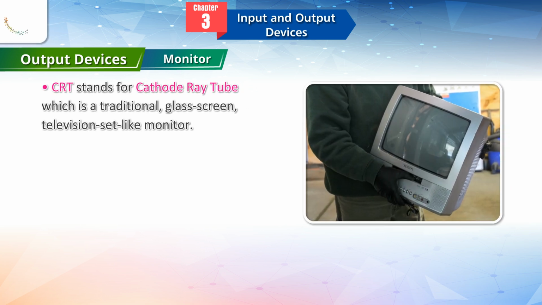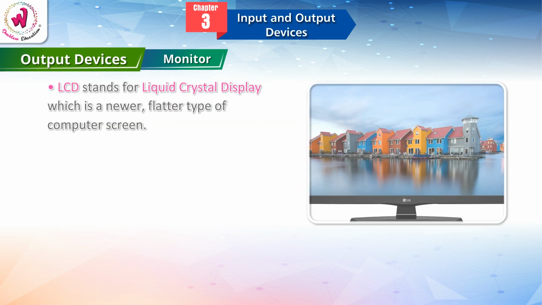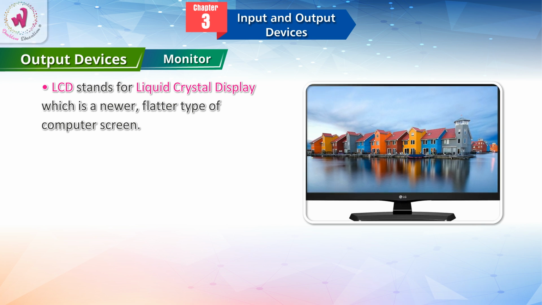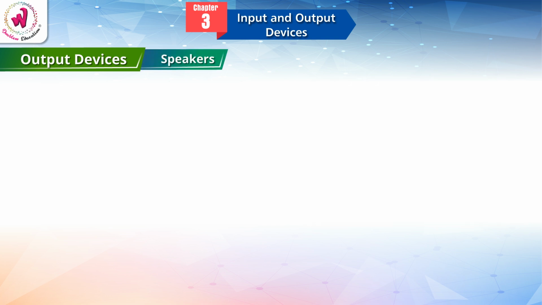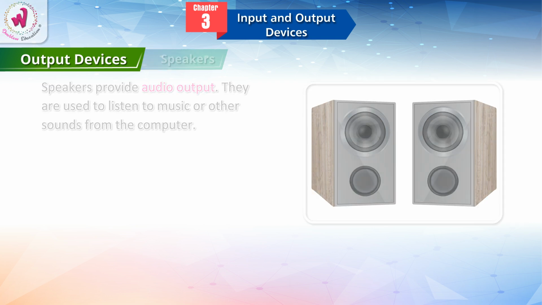CRT stands for cathode ray tube, which is a traditional glass screen television set like monitor. LCD stands for liquid crystal display, which is a newer, flatter type of computer screen. Speakers. Speakers provide audio output. They are used to listen to music or other sounds from the computer.